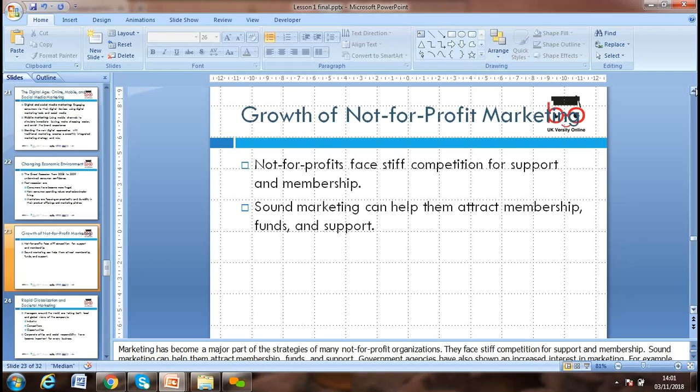Okay, growth of non-profit marketing. For non-profit organizations, charity marketing is a significant growth area. They can do marketing as well, because of their commitment to the various stakeholders, and the welfare of the society is the key purpose. So they have to satisfy their needs and wants as well. It's not for profit, but still there is competition for support and membership. So sound marketing can help them attract membership, funds, and support.